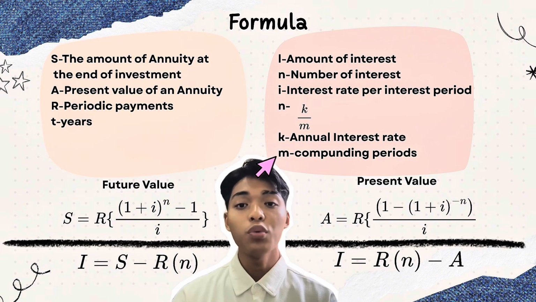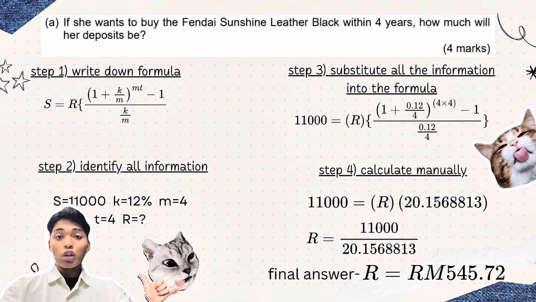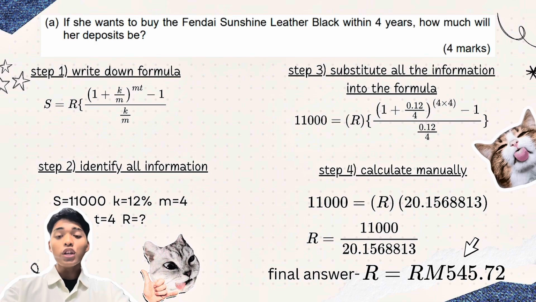m means compounding periods. For part B question 1A, the question said if she wants to buy the Fender Sunshine leather bag within 4 years, how much will her deposit be? To solve this question, we're gonna use the S formula and you guys just need to write down the formula. After that, identify all the information given and substitute it into the formula. Last step, you guys can calculate it manually or using the shift solve method. We're gonna get the answer, which is R equal to RM545 and 72 cents.